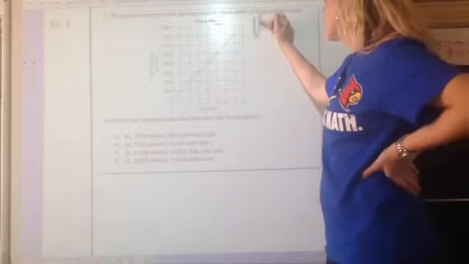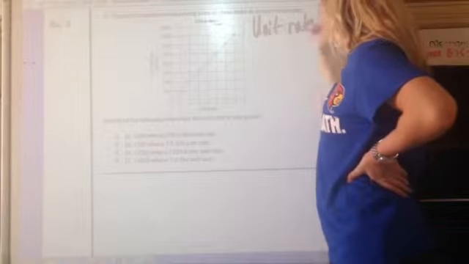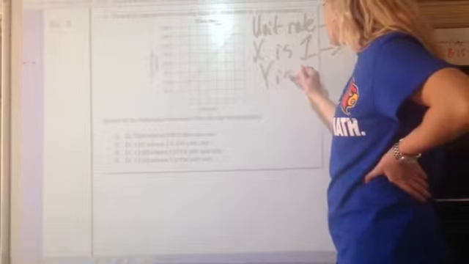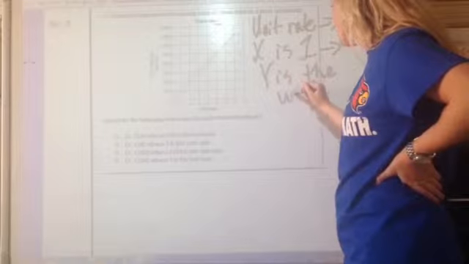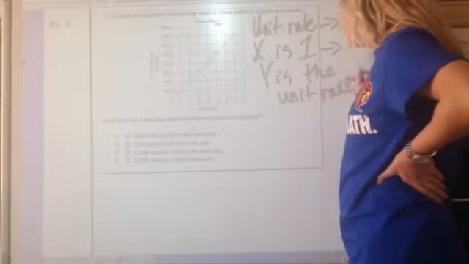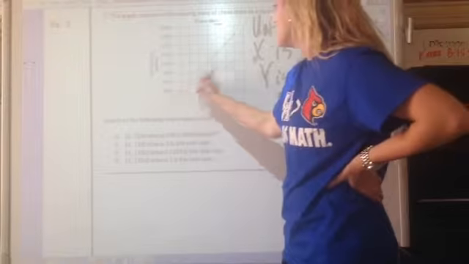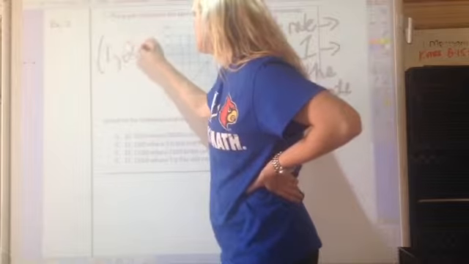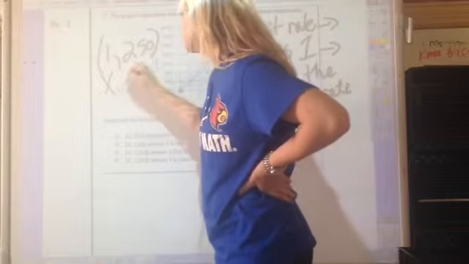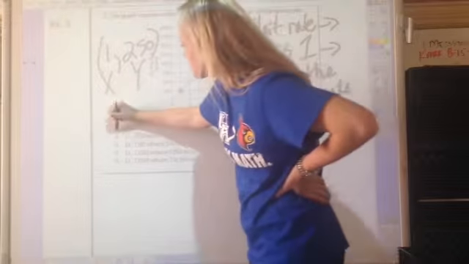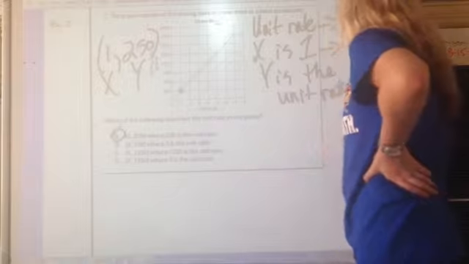Well, I need to remember what unit rate is. And remember, the unit rate is where x is 1, y is the unit rate. So the first thing I need to do is go ahead and put a dot on the graph where x is 1. Boom. It's 1 at 1 and 250. Remember, this is my x value, this is my y value. So that means that 250 is going to be my unit rate. So I'm going to go ahead and circle answer choice A.